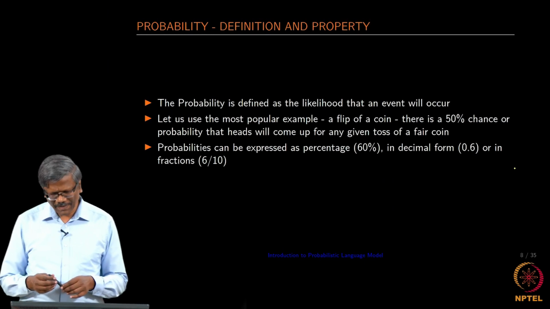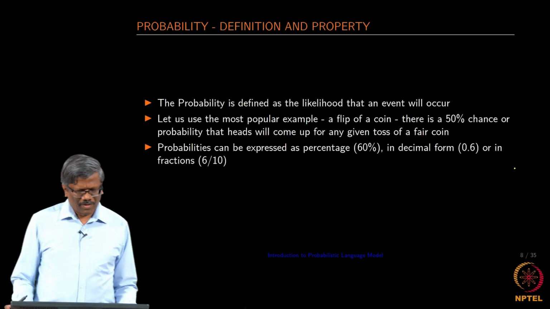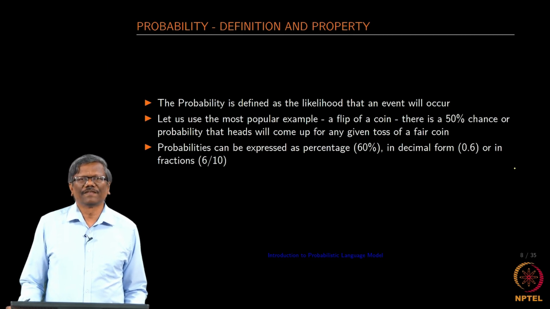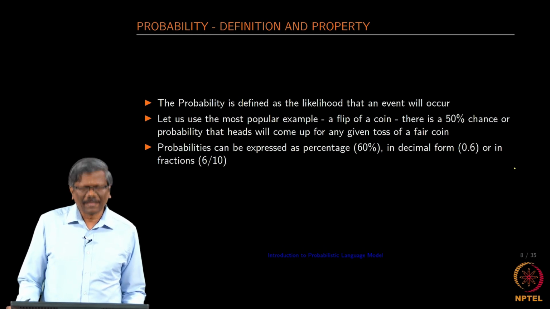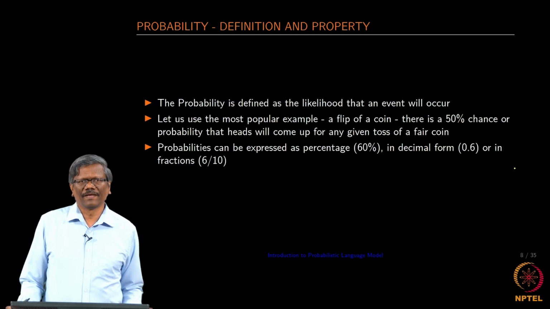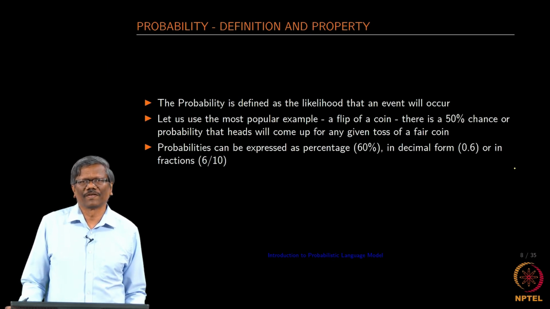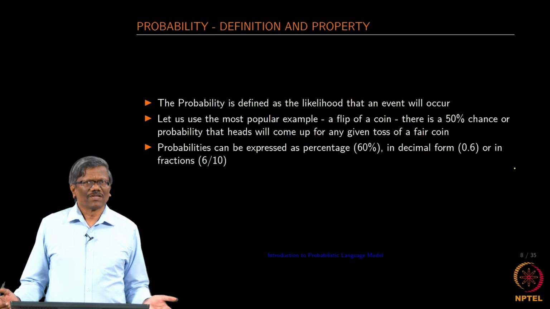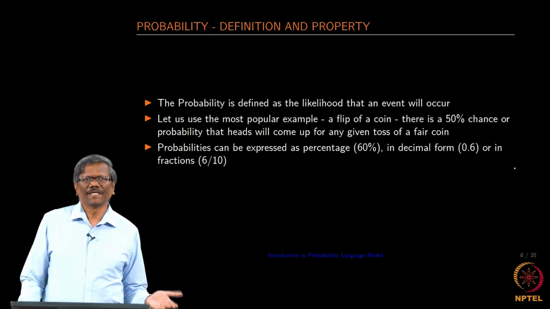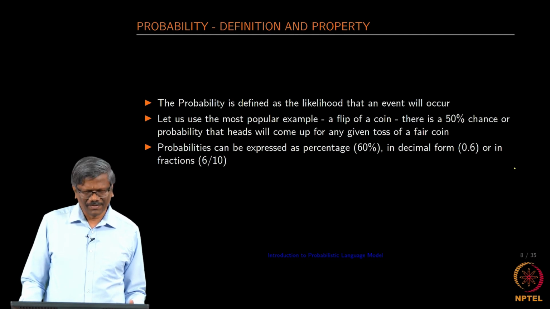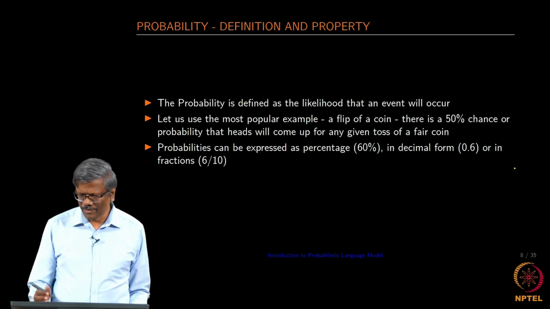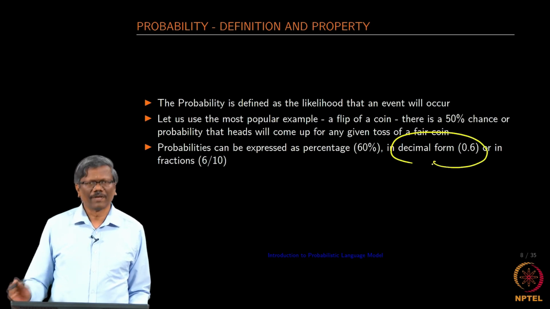Let us first define probability. Probability is defined as the likelihood that an event will occur. Let's take the most popular example, a flip of the coin. When you toss a coin, there is a 50% chance that it would be a head or a tail, correct. Probabilities are expressed as a percentage, in decimal form, or in fraction form, and we will be using the decimal form in most cases.